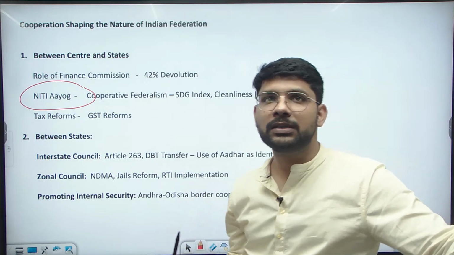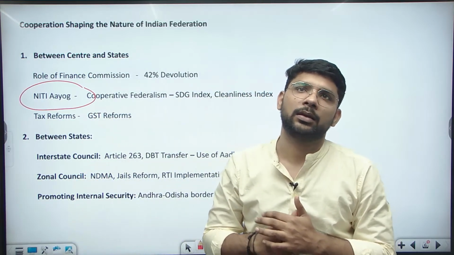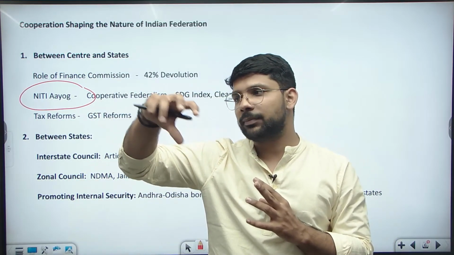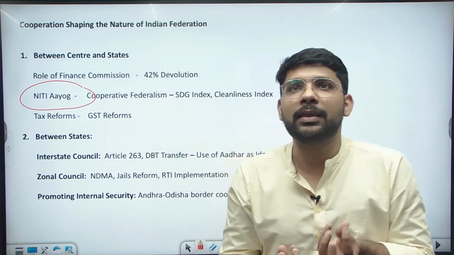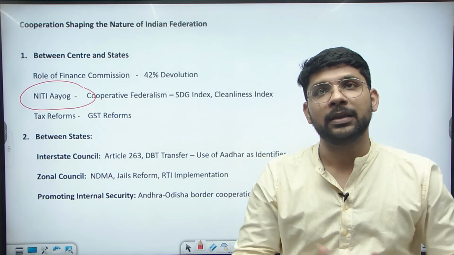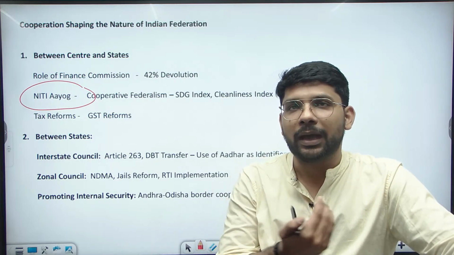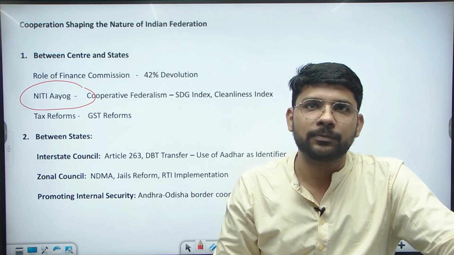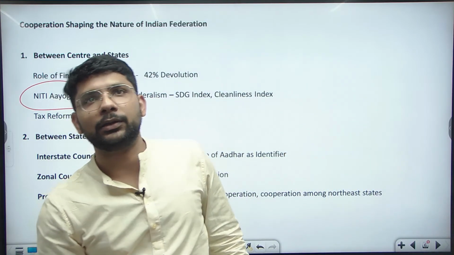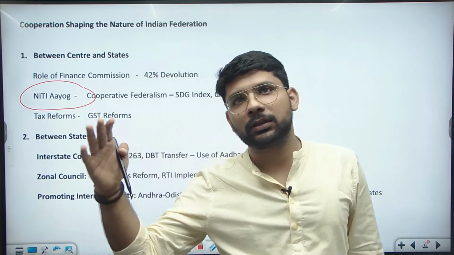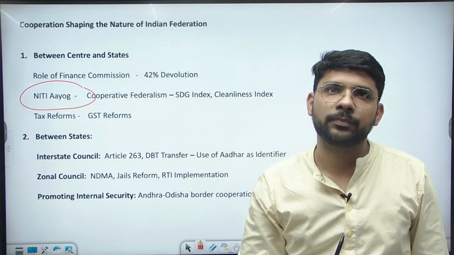Then the zonal councils, how India is divided into 5 zones and how the different zones are working. The working committee of the National Disaster Management Authority, how they can tackle disasters. So they are sitting together and discussing those areas. Jail reforms, police reforms, RTI implementation, all are cooperation between the states. So you need to write down these examples when you are making your argument about how cooperation, competition and confrontation shape the federation between the center and states.